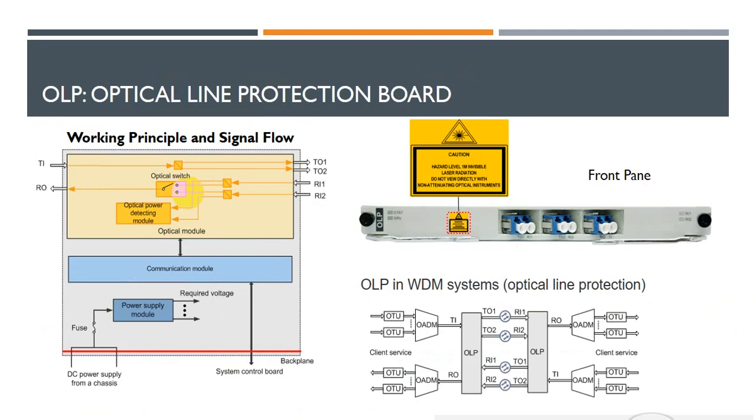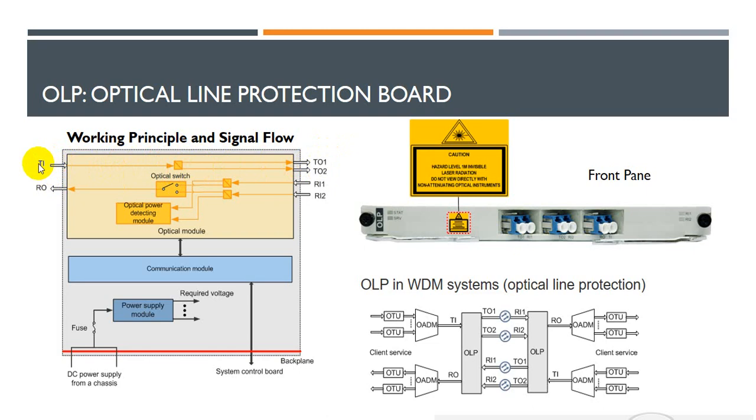Okay, so another board where we wanted to have the switching is the OLP, Optical Line Protection unit. This is a dual feed selective receiving type of board. Once a signal is given to this board, the signal is split into two. So it's a hard dual feed. There is no switching here. Half the signal goes here, half the signal goes here.